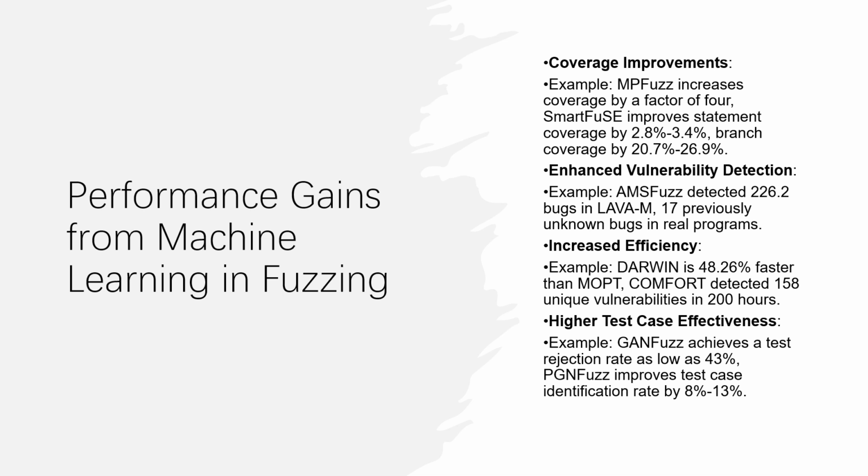Finally, test case effectiveness refers to the rate at which test cases can effectively input into a target program, representing the bypass capabilities. Research has shown that machine learning-based fuzzers can achieve higher test case effectiveness, resulting in better performance in vulnerability detection.